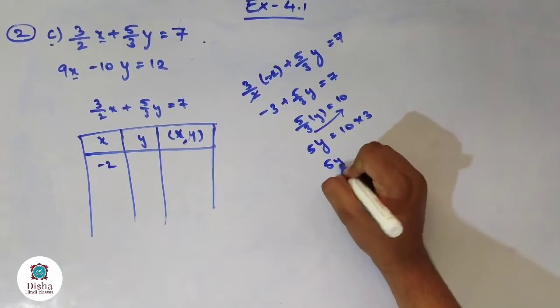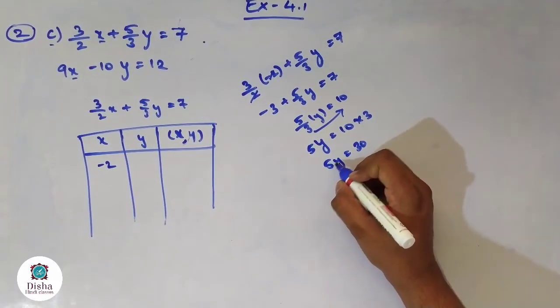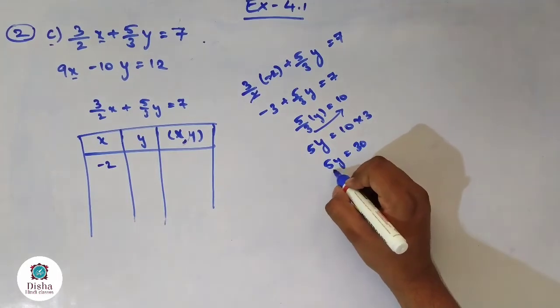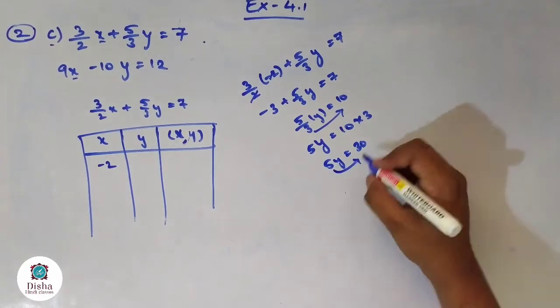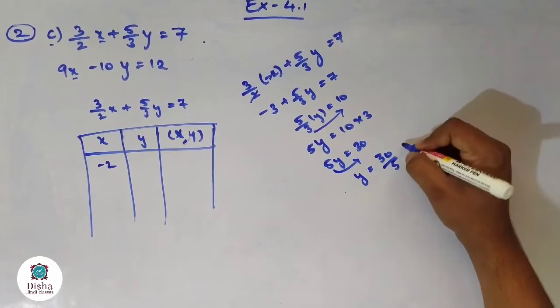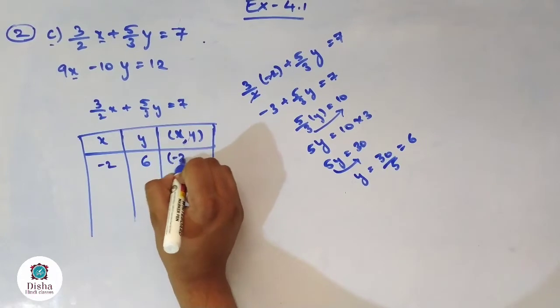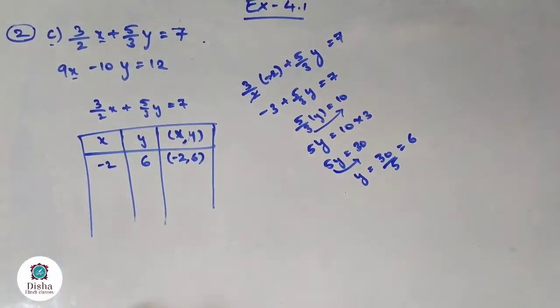So 5y equals 30. Now here it is in multiplication. 5y is in multiplication. If it goes to the RHS, what will it become? Division. So y equals 30 by 5. That will be equal to 6. So y equals 6. So (-2, 6).